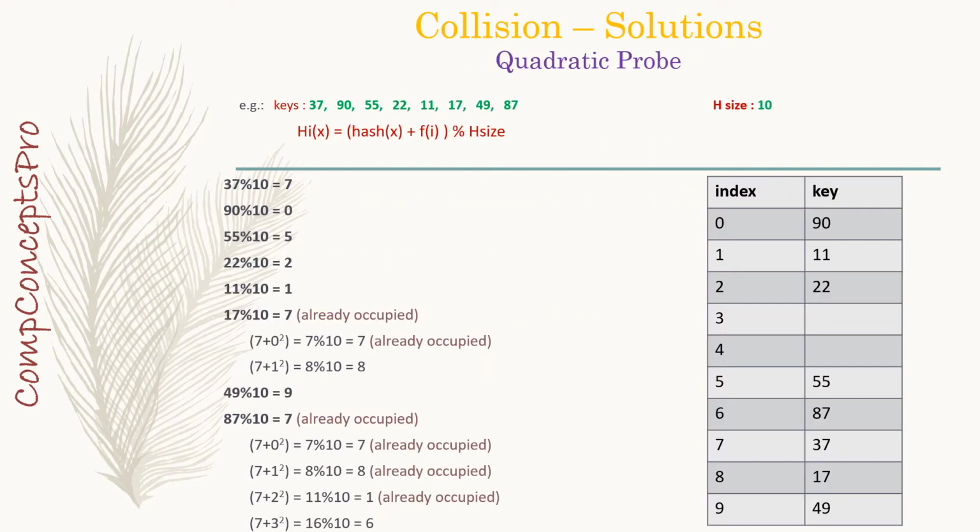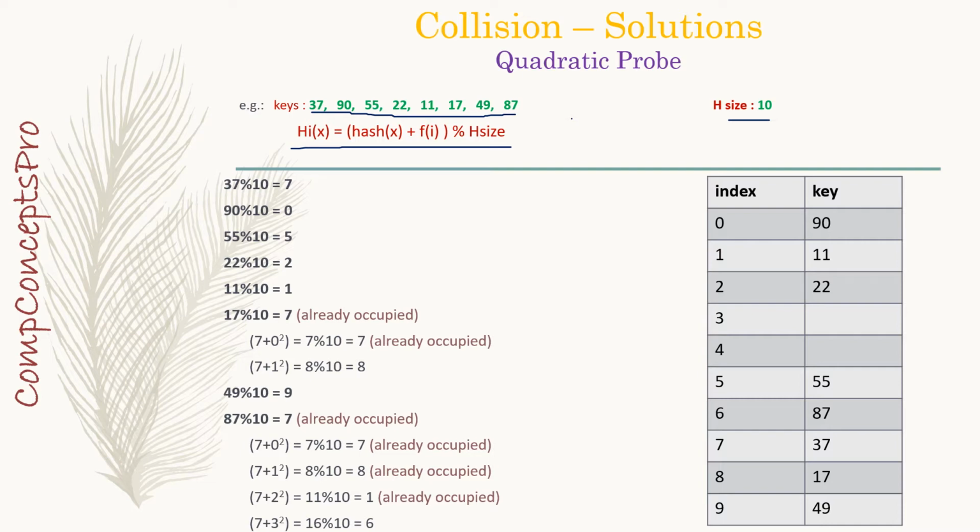Now let's see an example of how to implement quadratic probe. So these are the keys that we have to store in our hash table. And let's say our h size is 10, which means there are 10 slots in total in our hash table. As usual, first we will apply the division method hash function to find the hash values, and in case there is a conflict, then we will apply the formula for the quadratic probe. So this is the quadratic probe formula that we will use in case there is a collision.